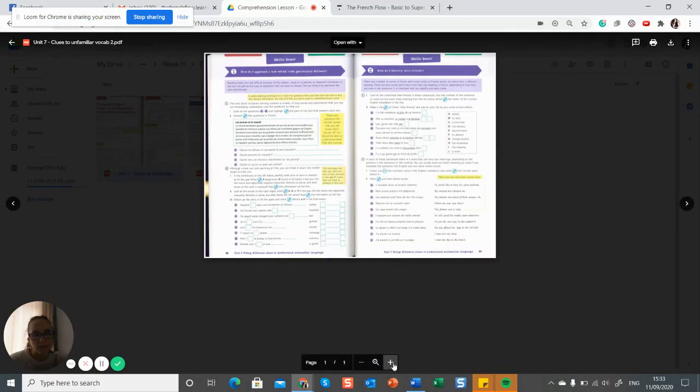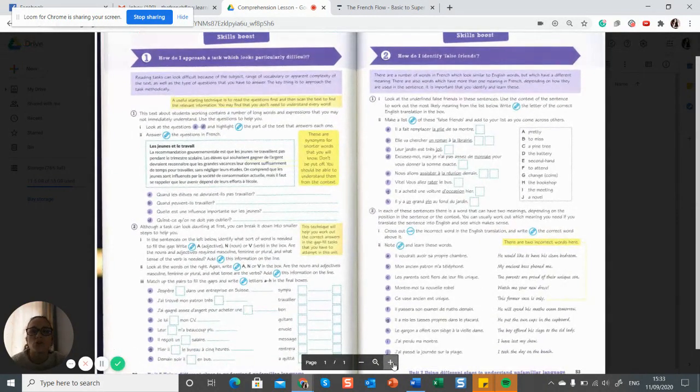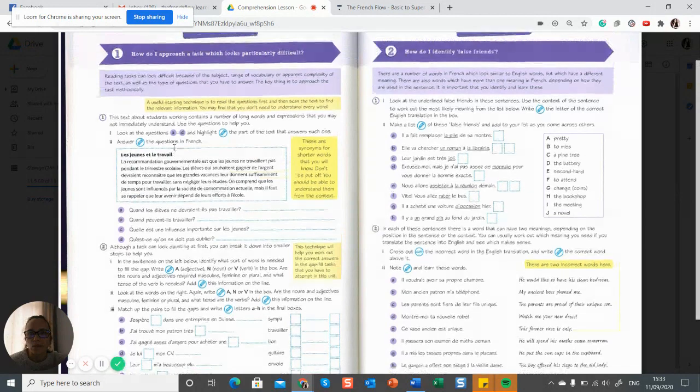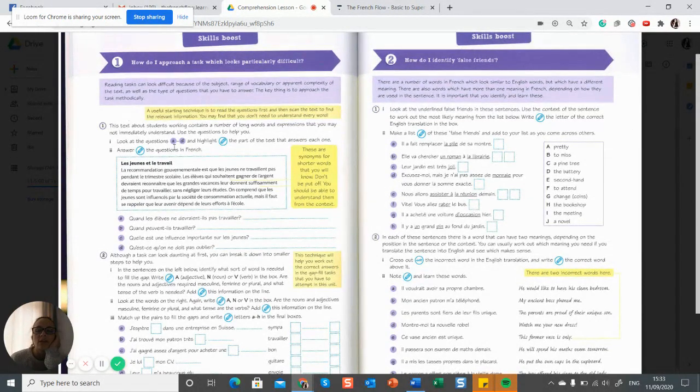Once you've done that, the first page is, as I told you, about how to approach a task that looks difficult. Reading and listening can look difficult because suddenly you are confronted with some language that you might not know. In your speaking or in your writing, the language you produce is the language you know. But in the reading and the listening, you're sometimes confronted with stuff that you don't know, structures that you're not clear about, or structures that have been put together in such a way that it gets confusing.